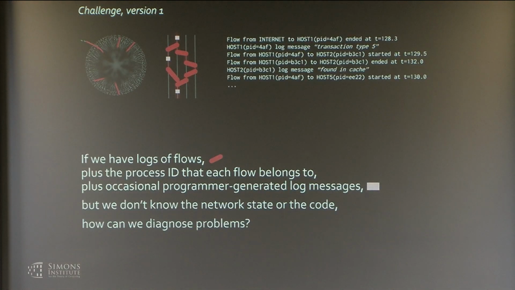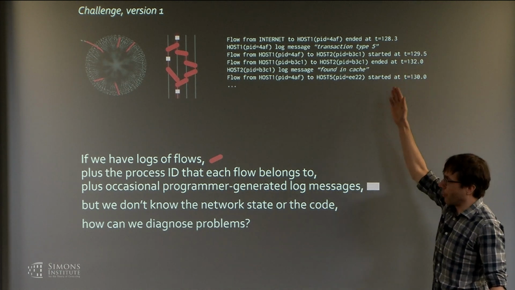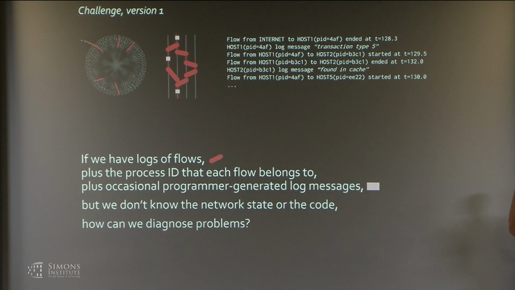Well, let me give a slightly more precise statement of the problem. I'm going to imagine that we're collecting log messages, very similar to the log messages that Srikant talked about. The sorts of logs that I think it's plausible to imagine collecting are logs of flows.